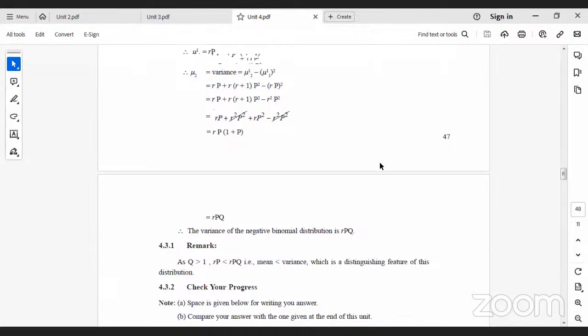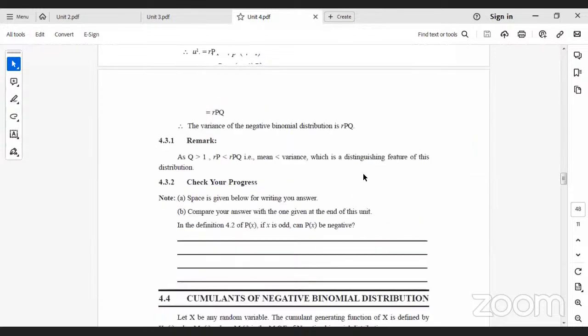As Q is greater than 1, rP is less than rPQ. So the mean is less than the variance here, which is a distinguishing feature of this distribution. Next, we can discuss the cumulative negative binomial distribution in the next class.